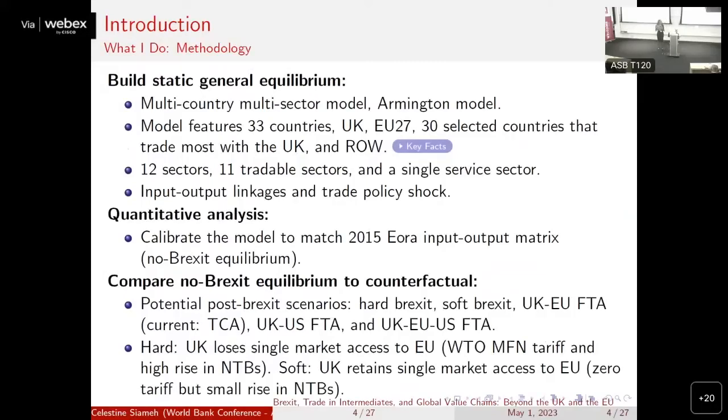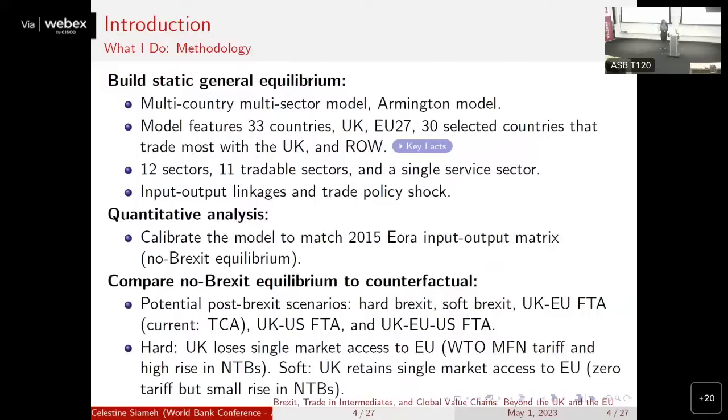I built a static general equilibrium model. Then the second thing, I did a quantitative analysis. The third thing was I compared: the quantitative analysis was my calibration, which gave me the no Brexit equilibrium. Then I compared that with different counterfactuals.